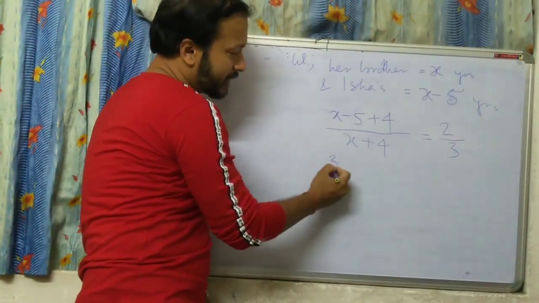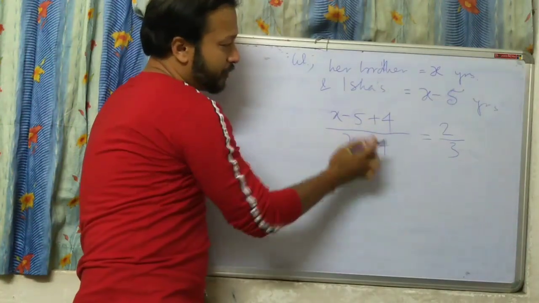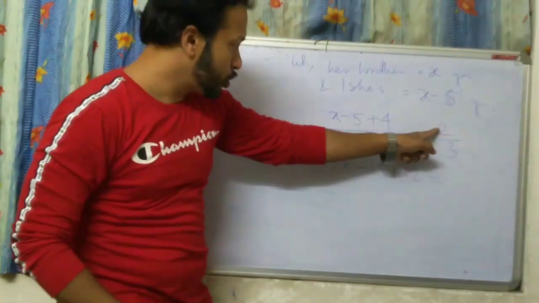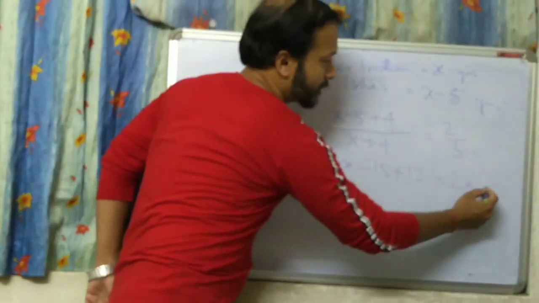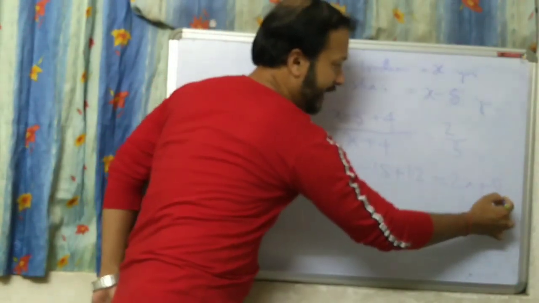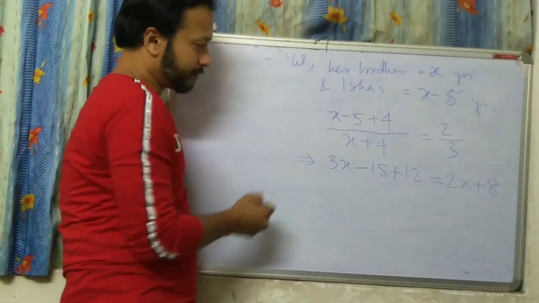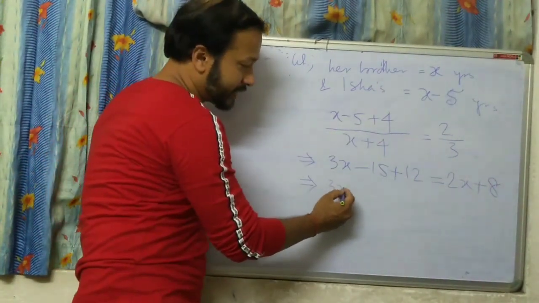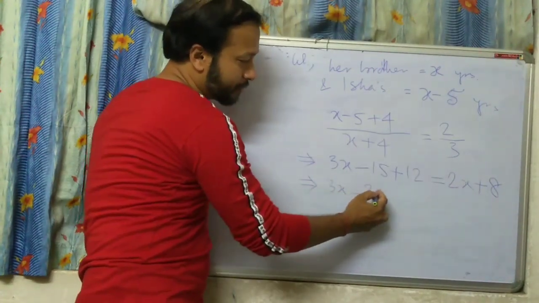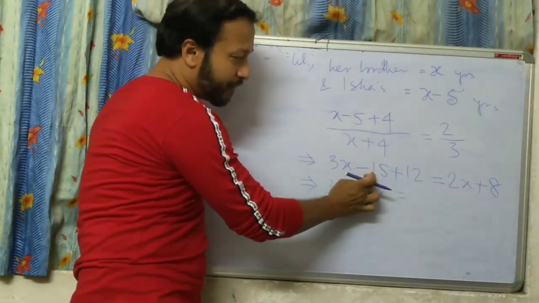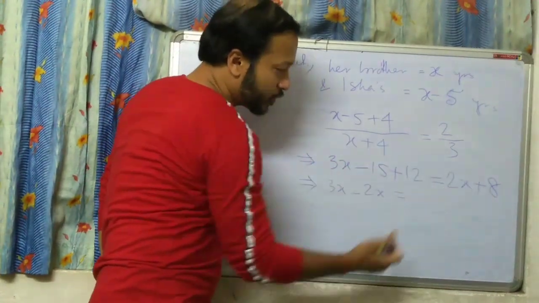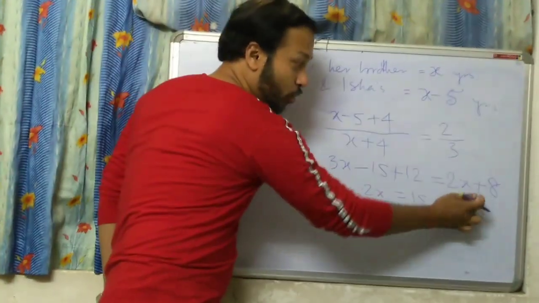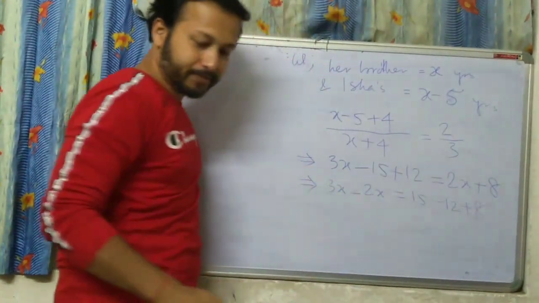3 into x, 3x; 3 into minus 5, minus 15; 3 into plus 4, plus 12. 2 into x, 2x; 2 into 4, 8. Implies. Now all the x this side: 3x minus 2x. Minus 15 and plus 12 will go that side, so it will be plus 15 and minus 12. Plus 8 is already there, so plus 8. Fine.